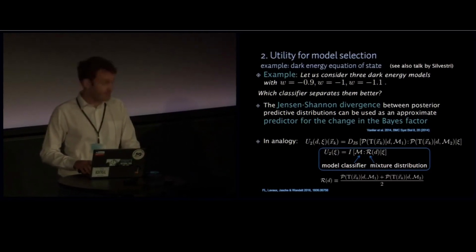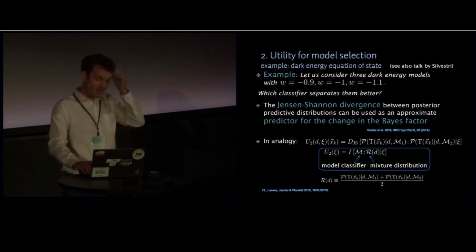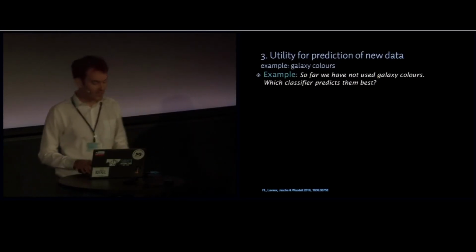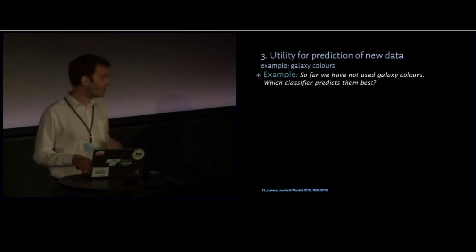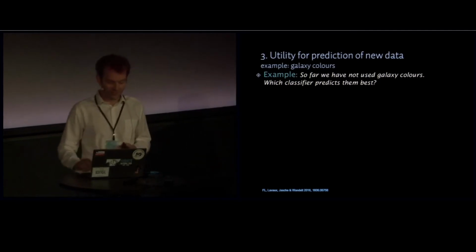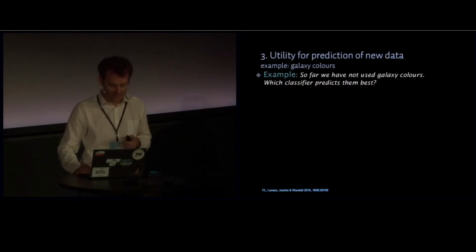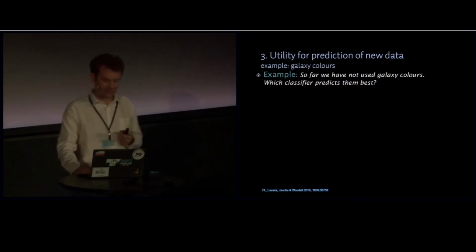And last type of problem will be the prediction of new data. So far I've used galaxies as just point particles, and I've used only their clustering. But galaxies are not point particles, and they may have properties, and the simplest property I can think of is a color. So to make it even simpler, let's say just blue or red. So far we have not used galaxy colors, so which classifier predicts them best as a function of their environment?